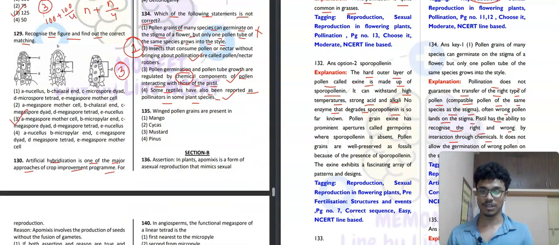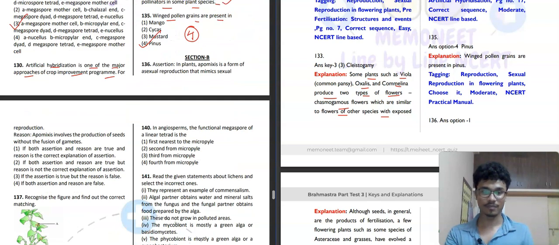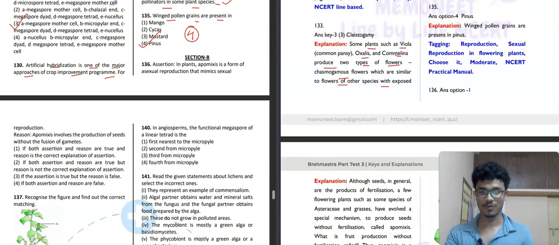Moving towards the next question, that is 135. It is saying that winged pollen grains are present in mango, cycas, mustard or pinus. So winged pollen grains are present in pinus. Here the fourth option will be our correct answer for this question. Now we are moving towards Section B. Section B is tough. Section B is tougher according to NEET NTA.